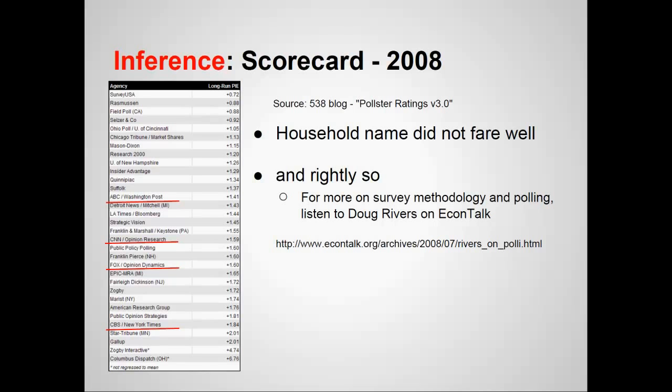So for more on survey methodology and polling, I strongly recommend you listen to Don Rivers give a talk on EconTalk, and he goes into much more detail than I would possibly have time for here.